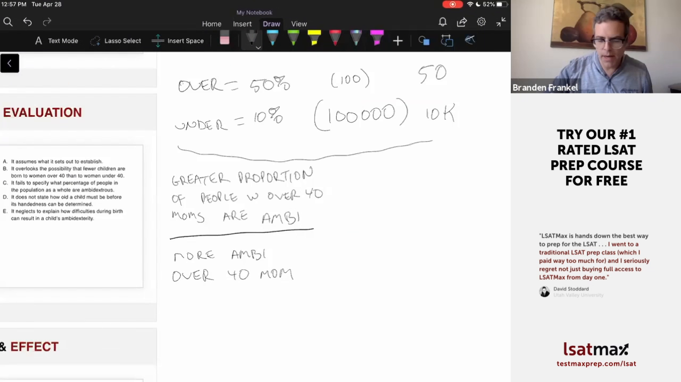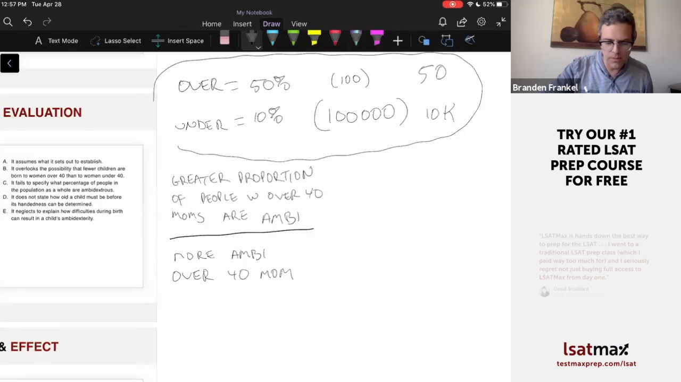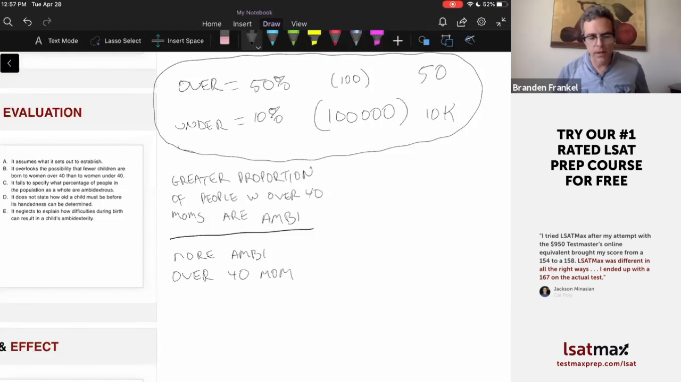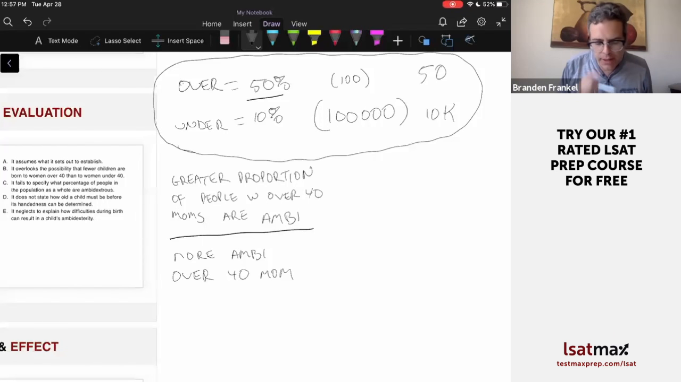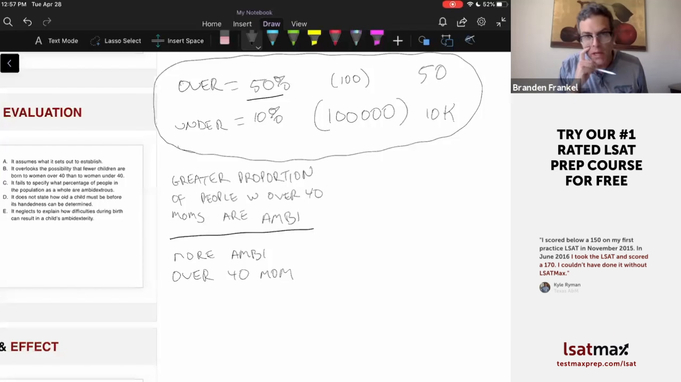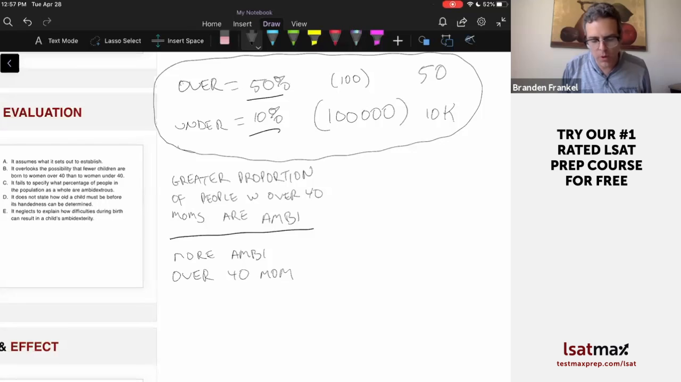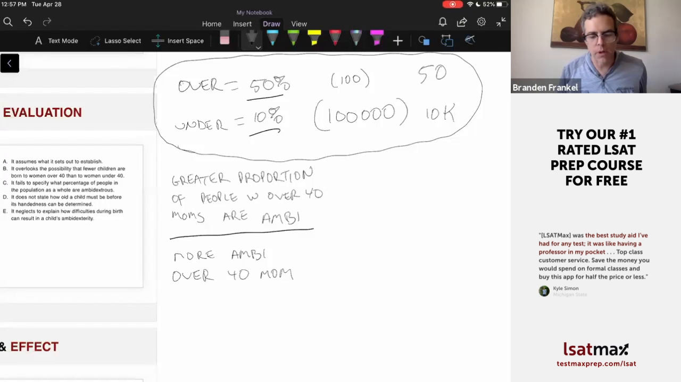So here's what I was writing and babbling like a crazy person while nobody else was following along with me. This is what the premise tells us. You have a higher chance if you're born to someone over 40 of being ambidextrous. Let's say it's a 1 in 2 chance. That's a pretty high chance. You have a lower chance if you are born to a woman under 40.